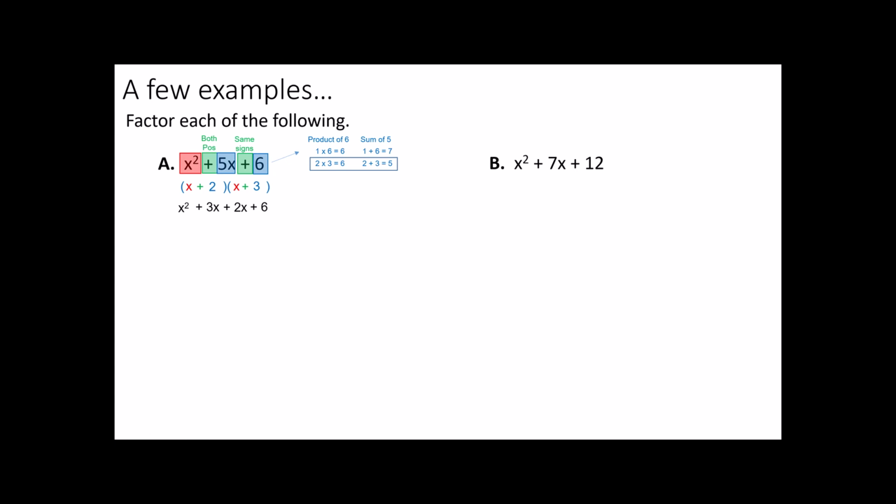When you combine your 3x and your 2x, it does give you the 5x in the middle. Not too bad, right? Here's another one. Let's try this one over here. I'm going to try and split this into two binomials.